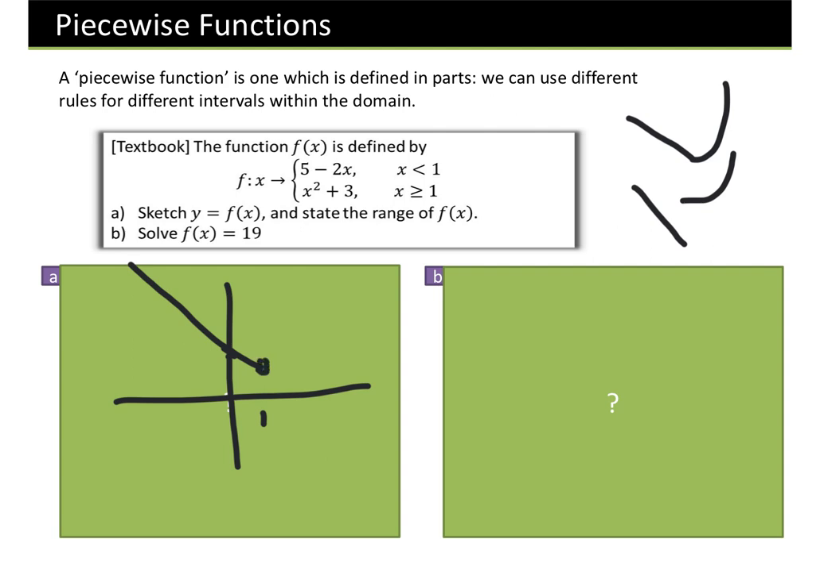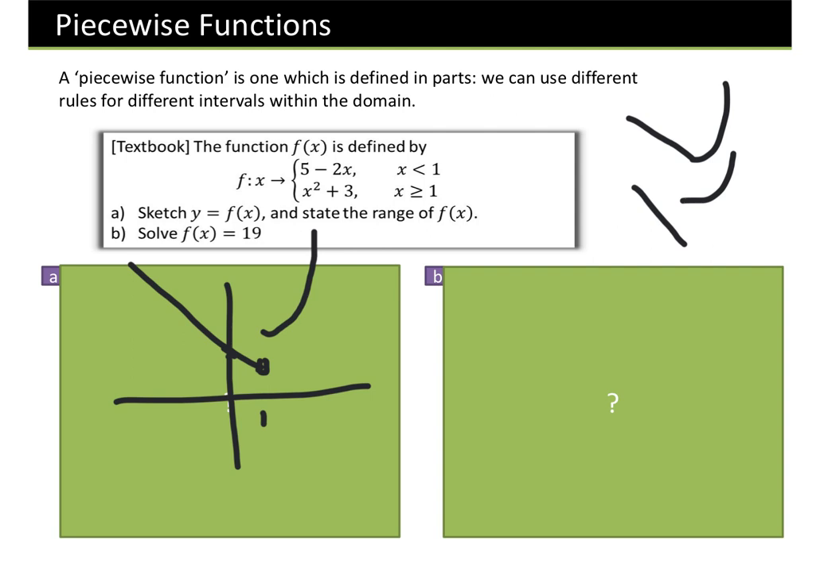Sorry, it's really thick. I'm trying to draw with my hand at the moment as opposed to my pen because my pen's run out of power. We've got x squared plus 3 for all the values bigger than that. So 1 squared plus 3 is going to give me 4. So that's going to be up here, and it's going to be a quadratic that goes up like that. All right, there's my picture of it. That's not going to be super great, but that's fine.